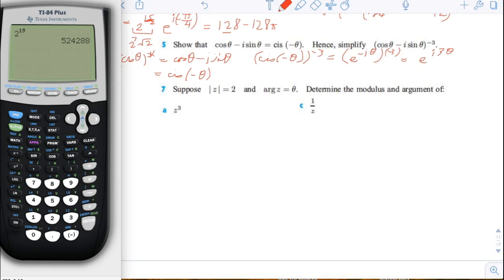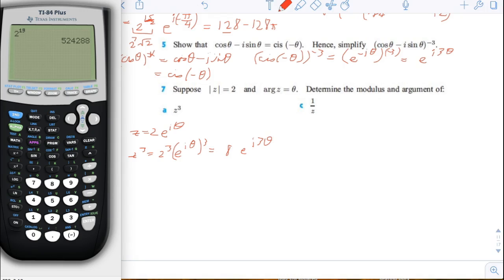Okay, number 7. Suppose that the modulus of z equals 2 and the argument of z is theta. Determine the modulus and argument of z cubed. Okay, so we got 2 e to the i theta, and that is equal to z. So z cubed would be 2 cubed e to the i theta cubed, which would be 8 times e to the i 3 theta.